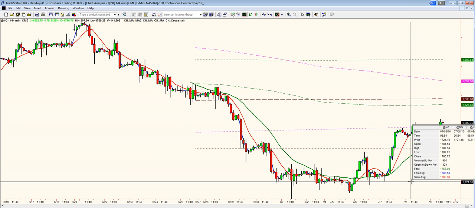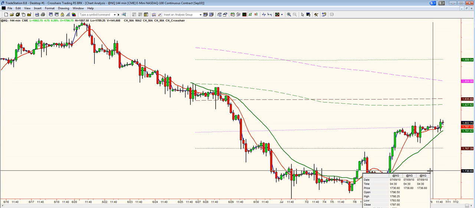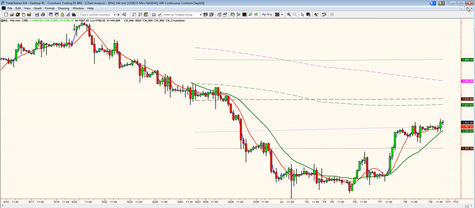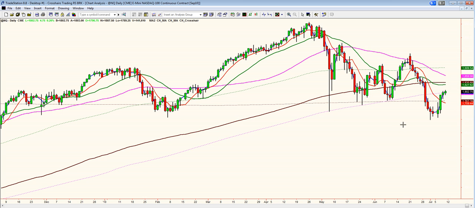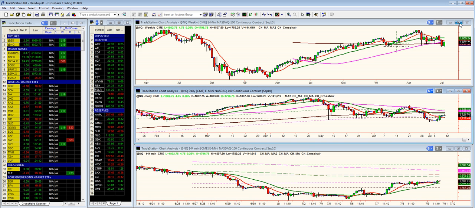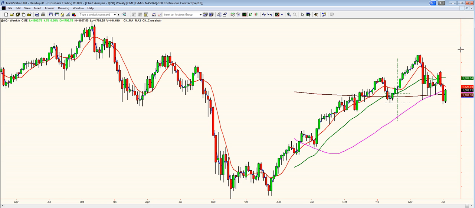This is the 144-minute chart. The second chart I use is the daily chart, and then the third chart that I use is the weekly chart. The weekly chart basically gives me an idea of the market's direction or the stock's direction over the course of the next few weeks to possibly months.